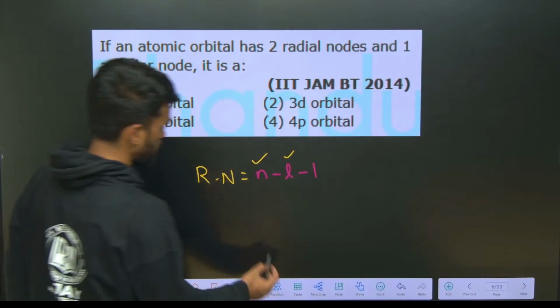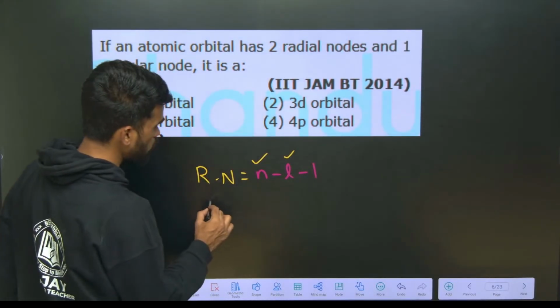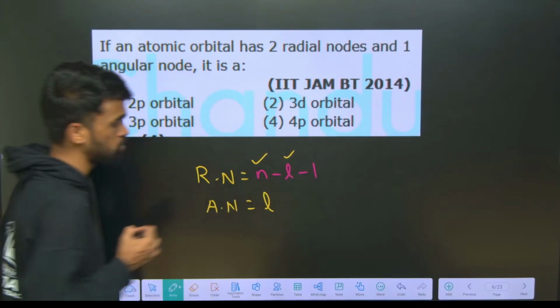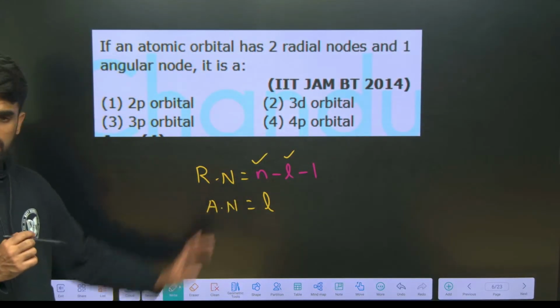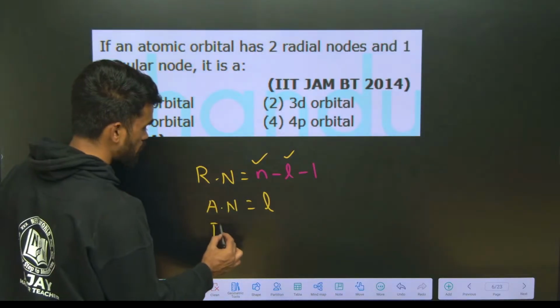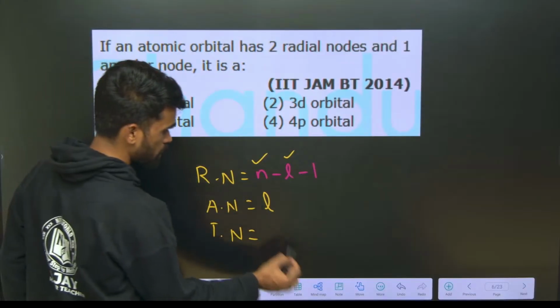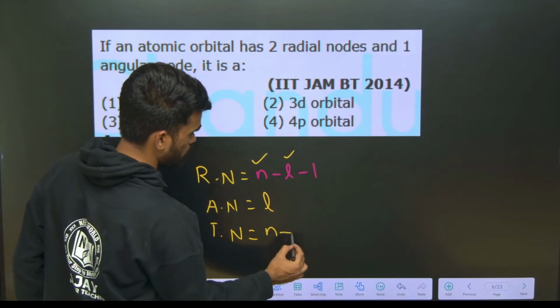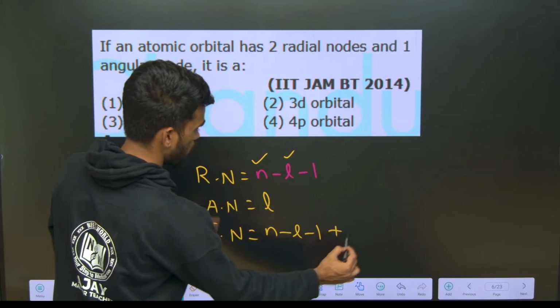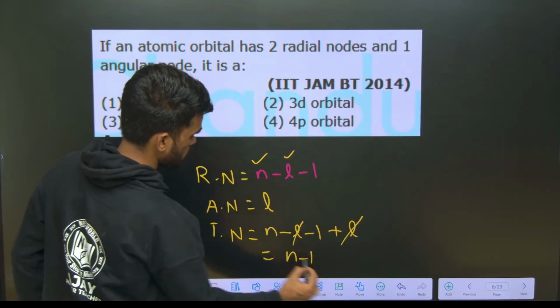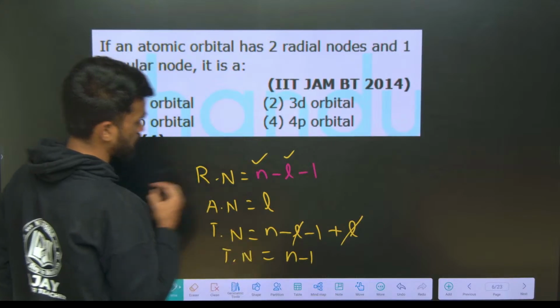Next, angular nodes: if they ask for angular nodes, that is equal to the azimuthal quantum number L. If I say total nodes, these are the sum of the nodes, just sum them. Radial nodes is n minus L minus 1, angular nodes is L, so total nodes is n minus 1. These 3 formulas are again important.